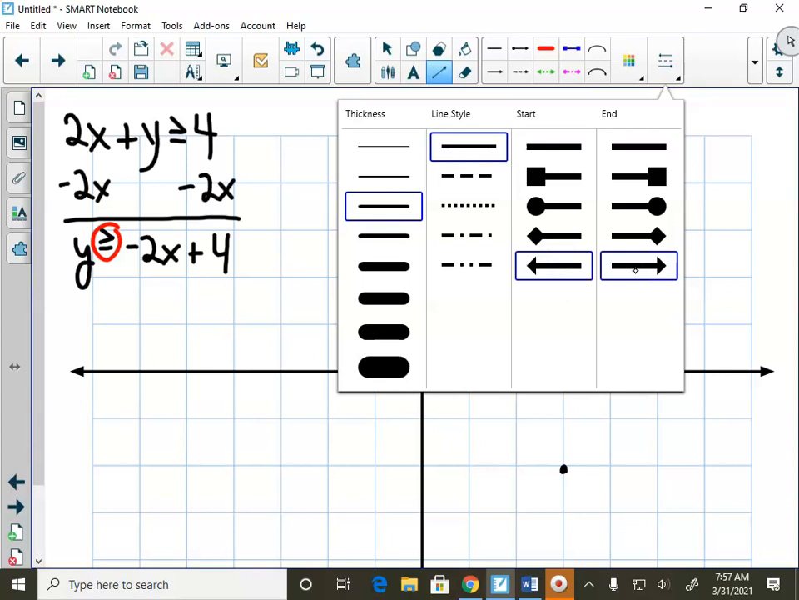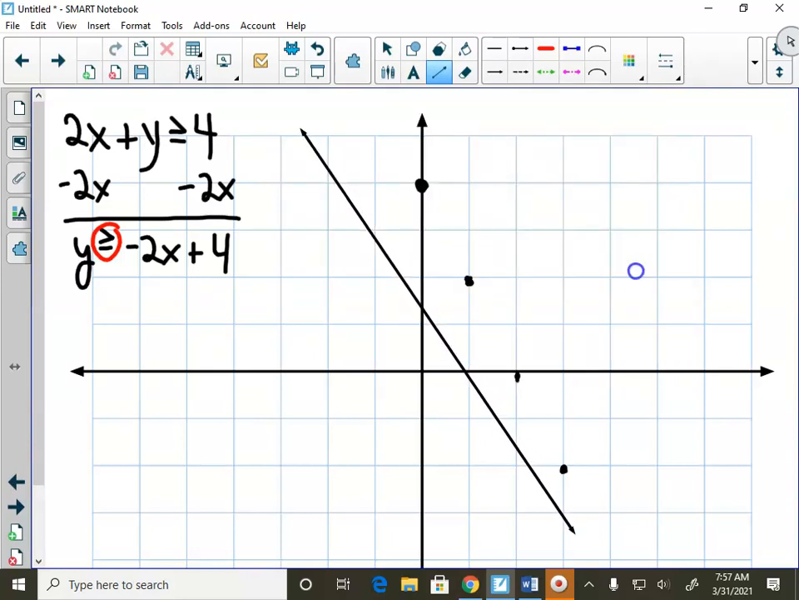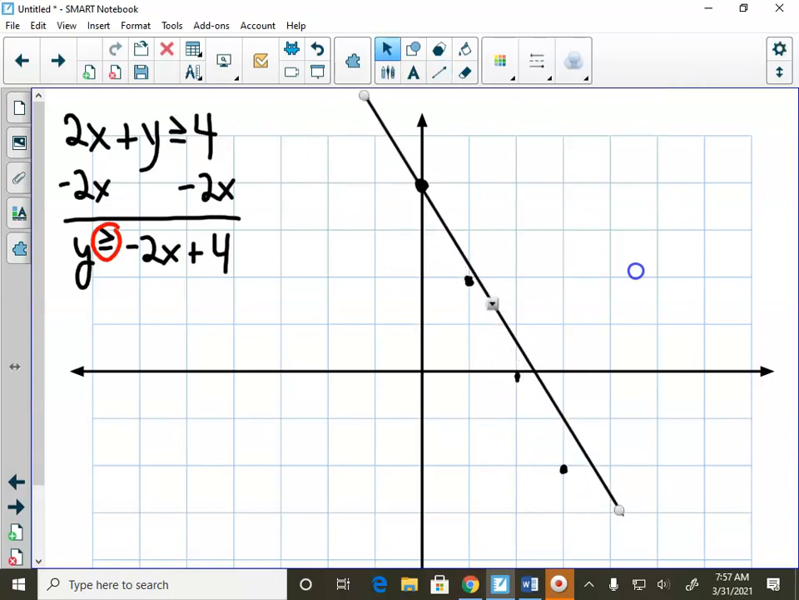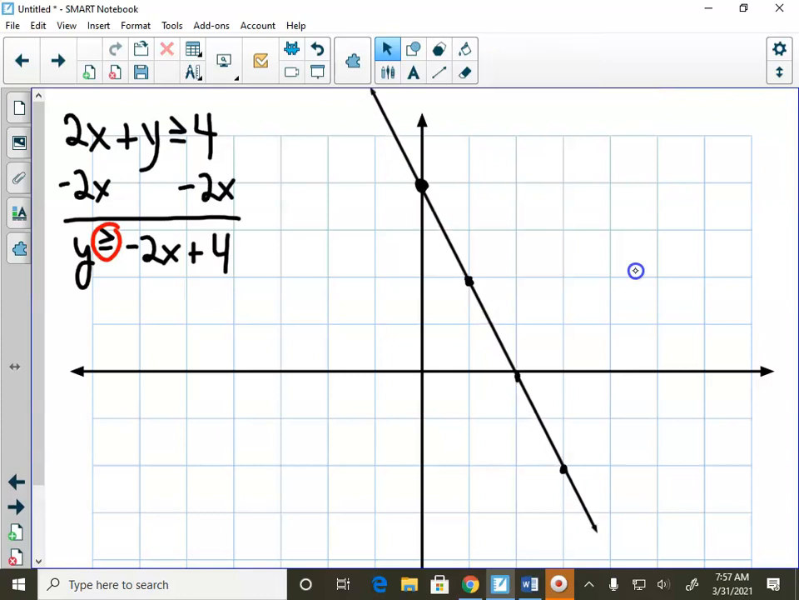And let's draw our line. So there we go. Okay, that's what our line looks like. And again, like we said before, because we have the greater than or equal to component, we're able to draw a solid line. All right, now comes the shading part, because right now we haven't done an inequality. That's a line.